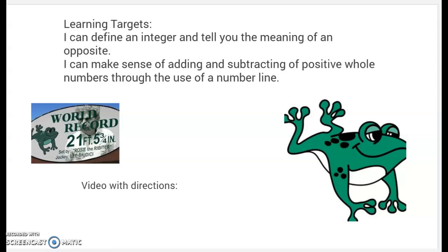Here's a look at today's assignment. The learning targets are: I can define an integer and tell you the meaning of an opposite. I can make sense of adding and subtracting of positive whole numbers through the use of a number line. And again, we're going to be looking at the Calaveras County Frog Jumping Contest.